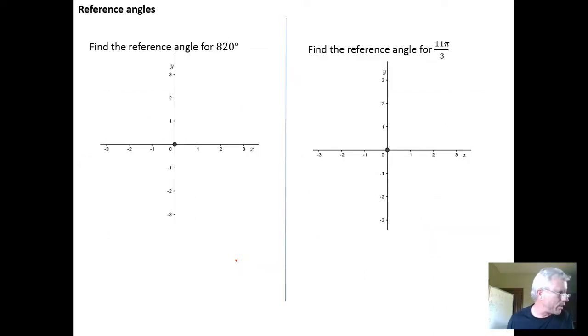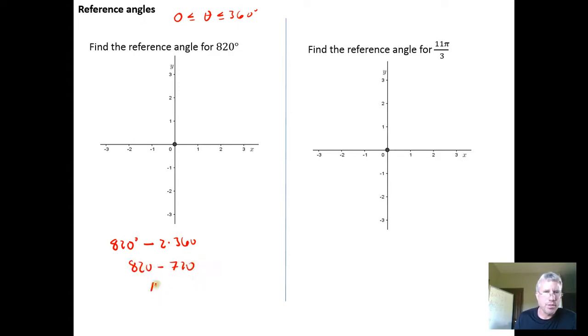So let's try to calculate some reference angles. Find the reference angle for 820 degrees. So the first step is to find a coterminal angle between 0 and 360. That's step 1. So I'm going to take my 820 degree angle, and I want to find a coterminal angle between 0 and 360. So I'm going to go 820 minus 2 times 360. That's going to be 820 minus 720, which is 100 degrees.